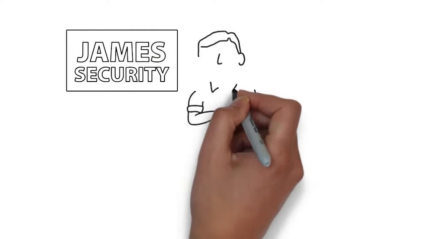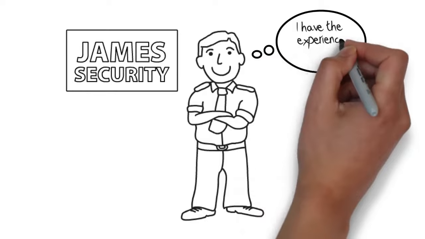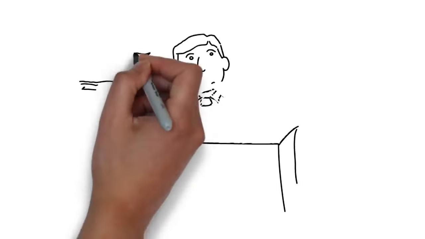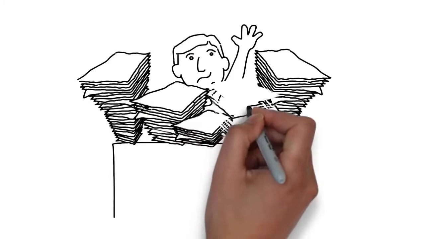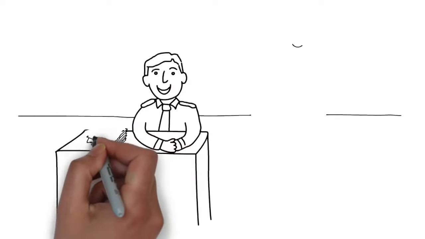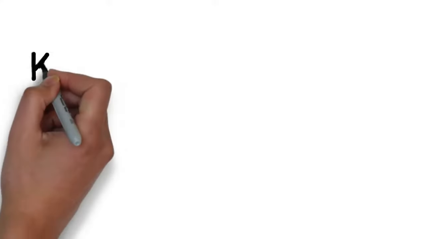This is James. James has a security company and had identified there is a lack of proper training in the industry. He thought, I can train people in security as I have so much experience. After attempting to sort through all the legislation, he said there must be an easier way to do this. In comes Vivacity to save James from hours of wading through the endless paperwork.